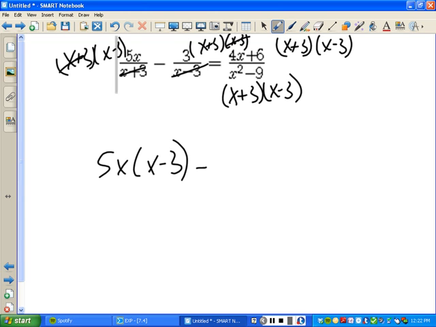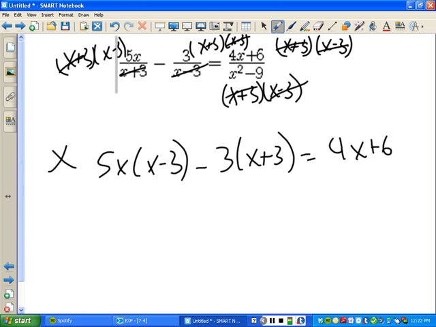minus 3 over x plus 3 equals this, all cancel. You get 4x plus 6. This is the most important step we do. This step where you write it all out. Don't multiply it while it's up here. I see a lot of people who go 5x times x, 5x times 3, 3 times x, 3 times 3. That's a mistake that a lot of people make.